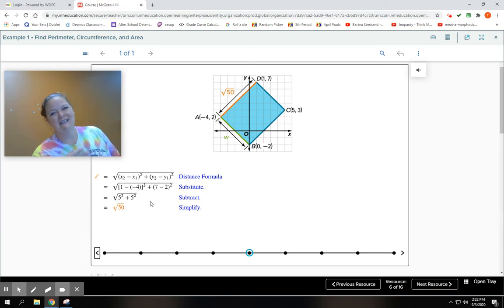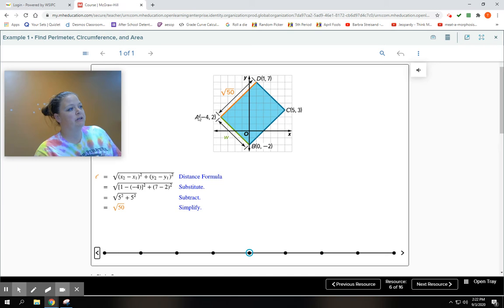Square root of 50 is not a whole number, it's a decimal. So we're going to leave it as square root of 50 for now because it makes it easier to work with. Okay, then we're going to find the width. If you need to pause so you can copy that stuff down, do that now.